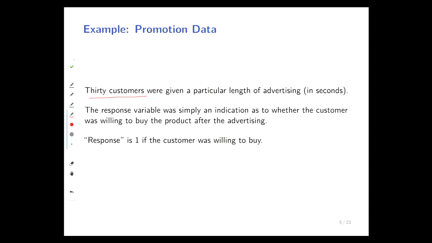And after they watch the video, or after those customers talk to the promotion agent, there is a questionnaire asking whether or not they are willing to buy the product. So here, the response variable is 1 if the customer was willing to buy the product, and 0 otherwise. So that's our data set.